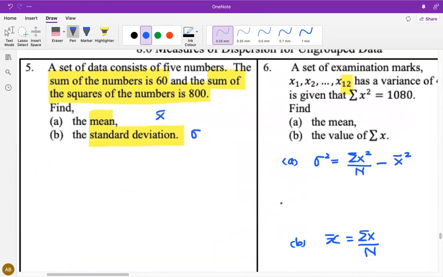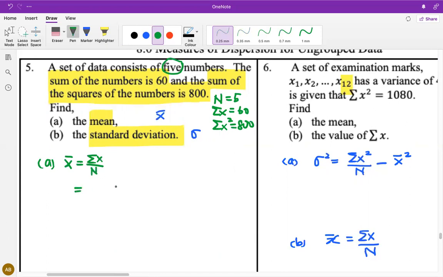All right, number 5, the set of data consists of 5 numbers. The sum of the numbers is 60 and the sum of squares is 800. So this one is a very easy question, right? What we do is we translate into equations first. The number of data is 5, sum of x is 60, sum of x squared is 800. We want to find the mean, very easy. Mean is the sum of x over the total data. So you have 60 divided by 5, so it's 12.